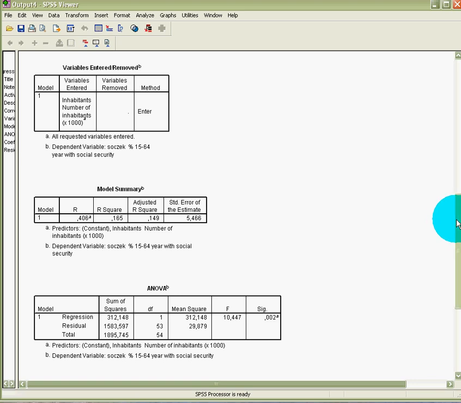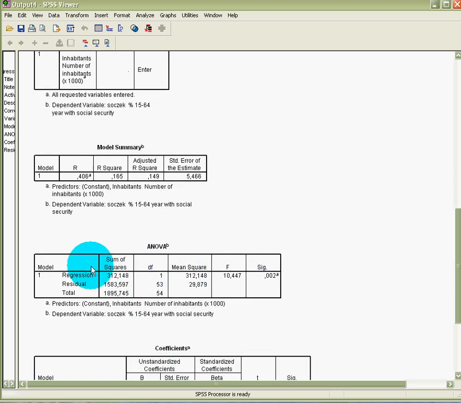Okay, so here we have our ANOVA, the analysis of variance, and everybody probably knows how to read this. This is the most important number here. So we can reject the initial hypothesis because at least one of the betas is significant at 95%.